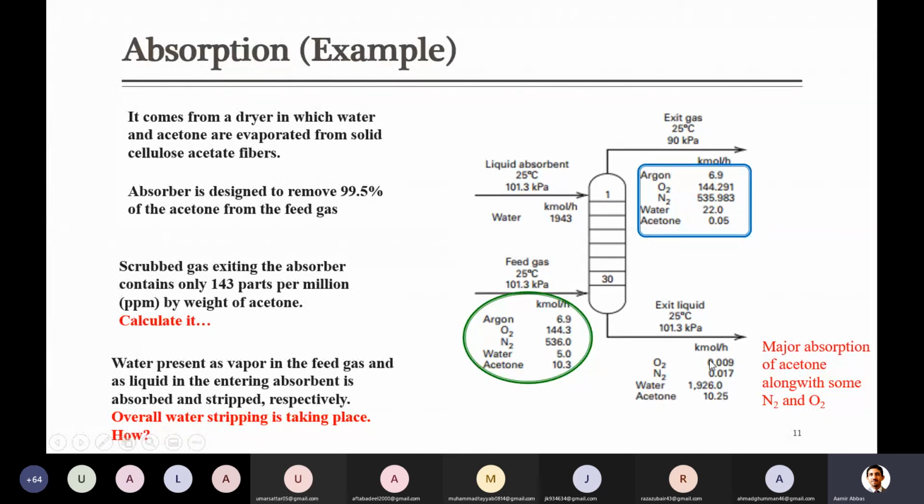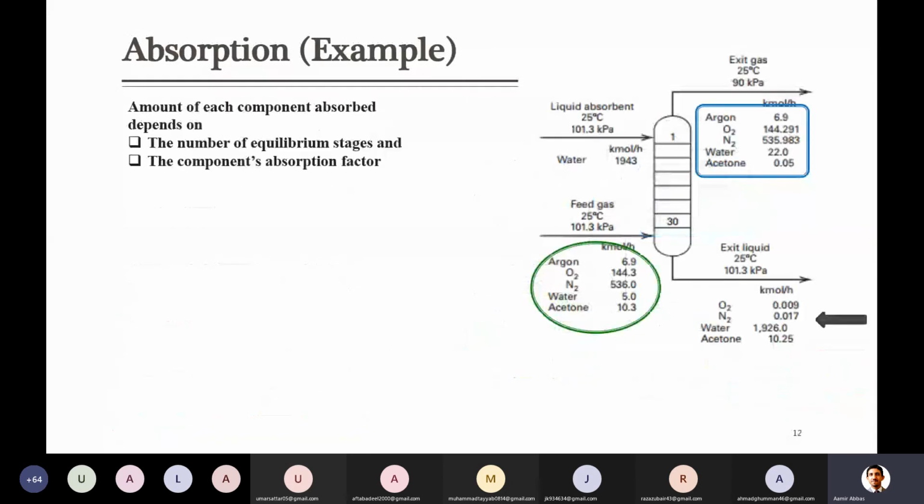So in all of the processes which we see in industries, there will always be a small amount of these other components also absorbed. Why does it happen, and on which parameters does it depend? The amount of each component which is absorbed depends on two major things: the number of equilibrium stages, since whenever there is a large number of stages, absorption will definitely be higher, and at the same time the component's absorption factor, for any component of the gas.